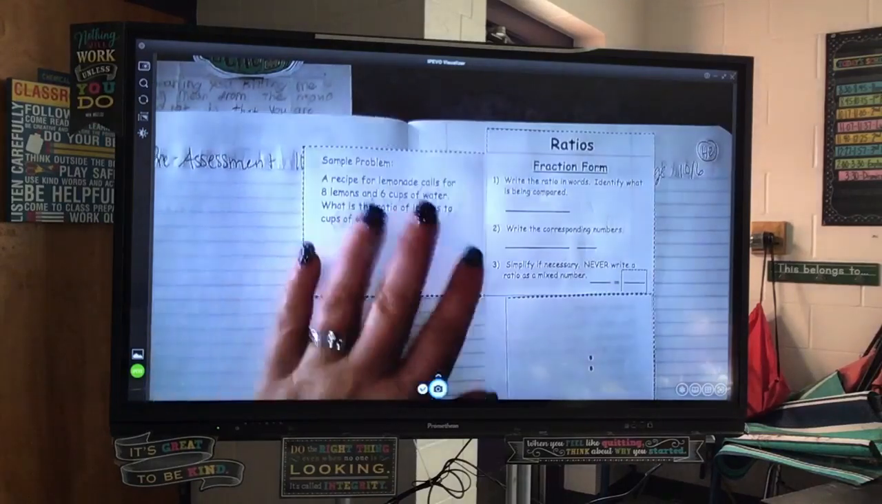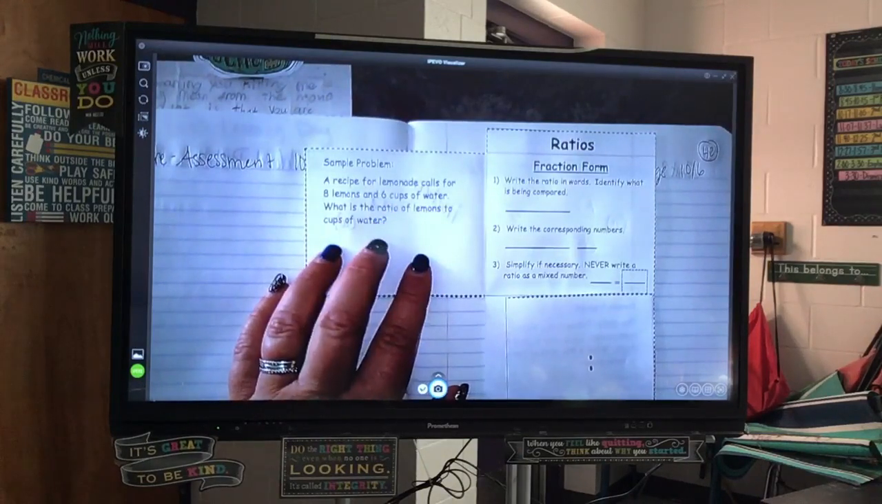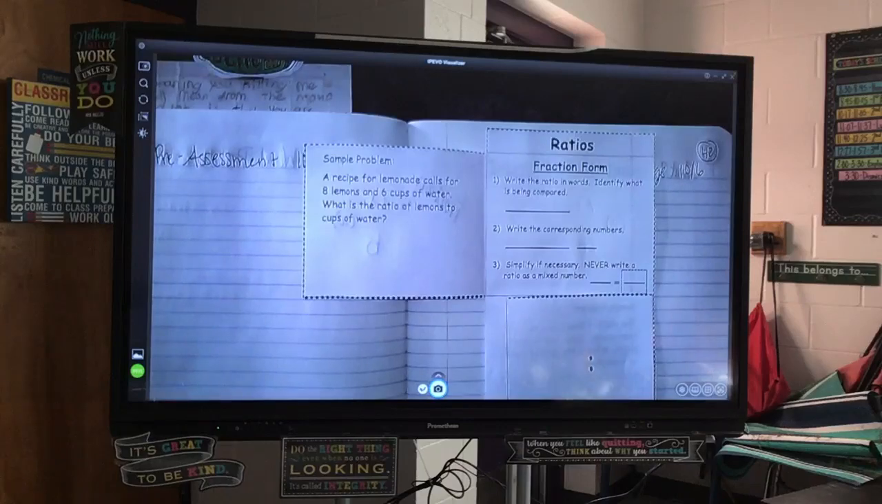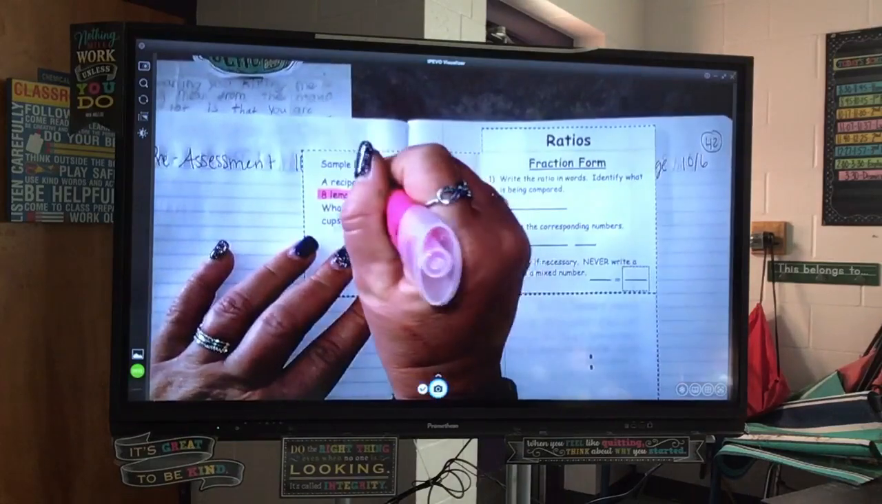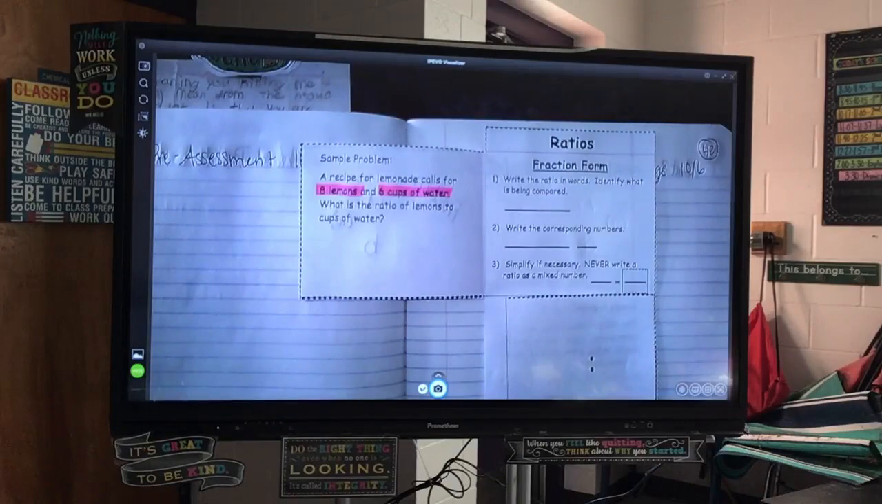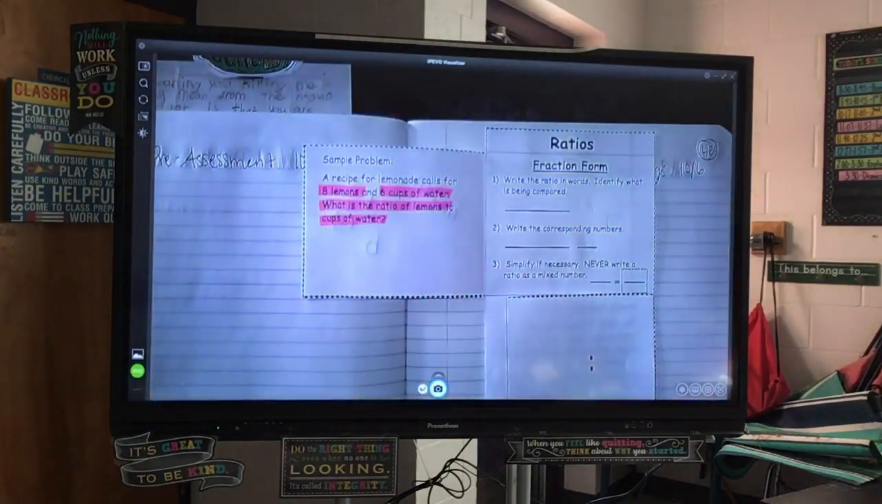Alright, so a recipe for lemonade calls for 8 lemons and 6 cups of water. What is the ratio of lemons to cups of water? So let's annotate this problem. So what's important in this problem? Ronnie? And 6 cups of water. Alright, and then what else? What else is important in this question? Delilah? So this last sentence is important because it tells us what we're finding.